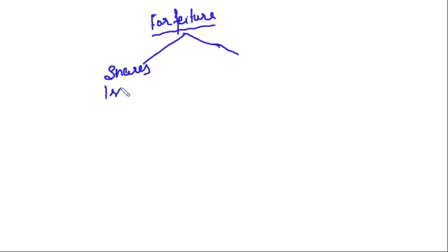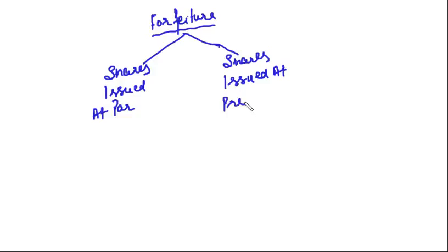Shares issued at par and shares issued at premium. Clear? The forfeiture is for two types of shares, the shares issued at par and shares issued at premium.